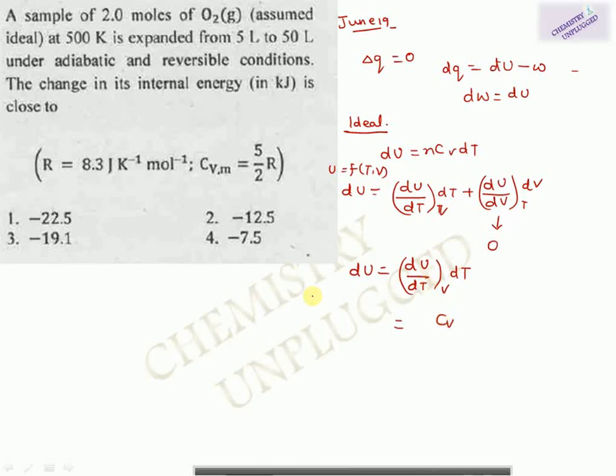And if we have dH over dT at constant P, it is equal to heat capacity at constant pressure. So we are talking here about heat capacity at constant volume. So this will become your equation, and if we are talking about n number of moles, it will become nCv dT. So we will use this formula here. But for this, first we need the value of temperature. Why do we need temperature here? Because if you expand this equation, it will become nCv (T2 minus T1).